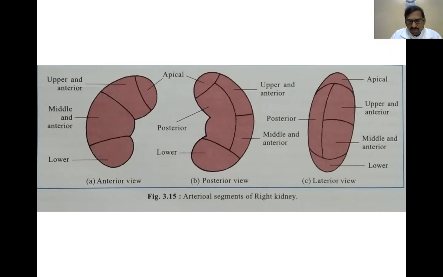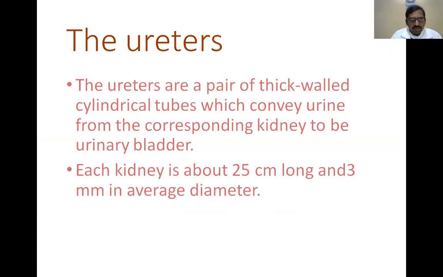Next, coming to the other topic, today's topic is the ureter. Ureters are a pair of thick-walled cylindrical tubes made up of fibromuscular tissue, which convey urine from the corresponding kidney to the urinary bladder.